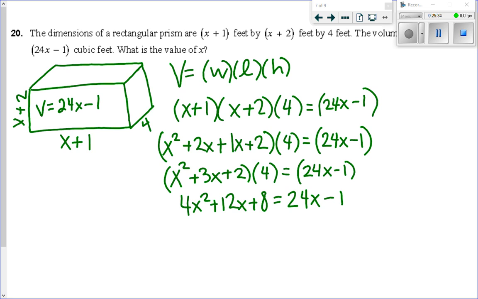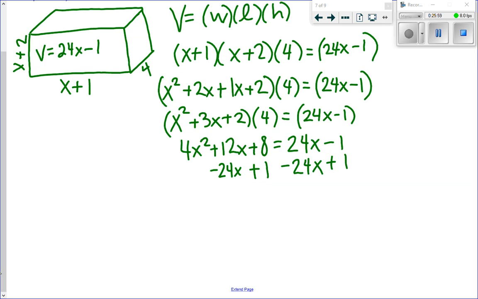We've got a trinomial that equals a binomial, and luckily we know exactly what to do to set this equal to 0. We are going to subtract that 24x, and we're going to add that 1. Go ahead and write that underneath. Keep them in order. We will then get 4x squared minus 12x plus 9 equals 0, and we are most of the way through this problem.